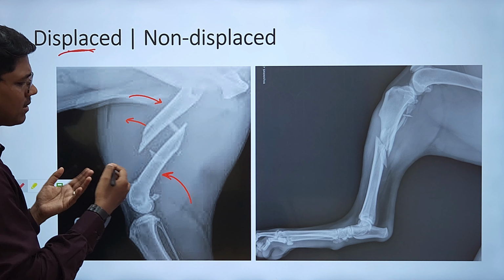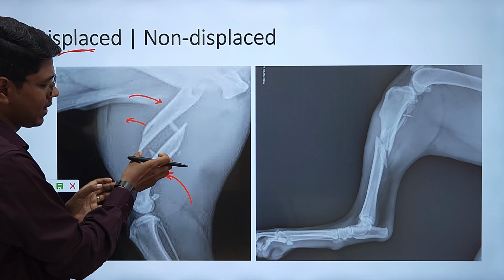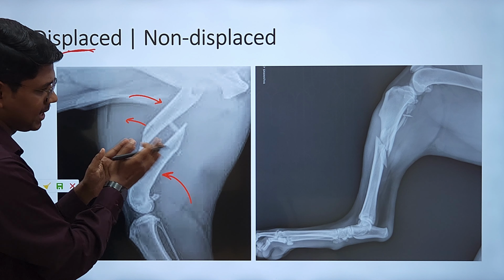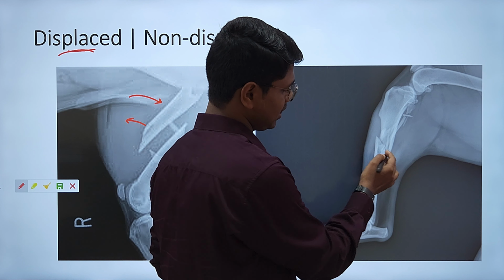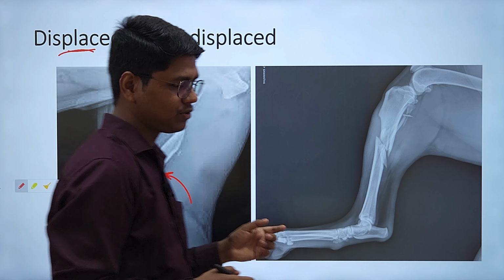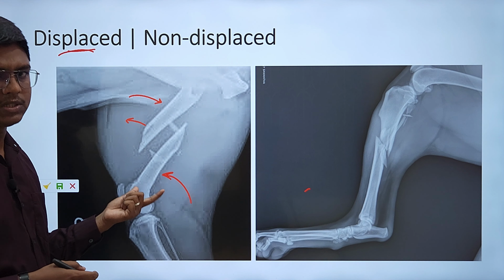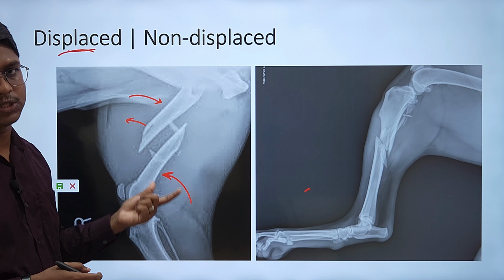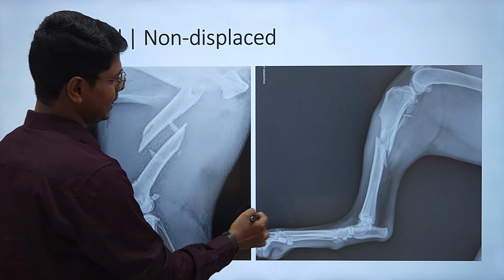Why does the displacement occur? Because of muscle contraction. When there is a fracture and the muscle contracts, it may get displaced. But this one is a non-displaced fracture because the pieces are nearly in opposition with each other. So this is a non-displaced fracture and this is a displaced fracture. Remember, the displacement is in relation to the proximal segment.